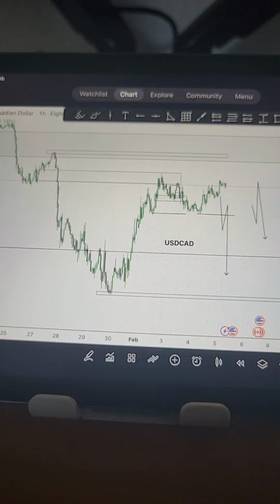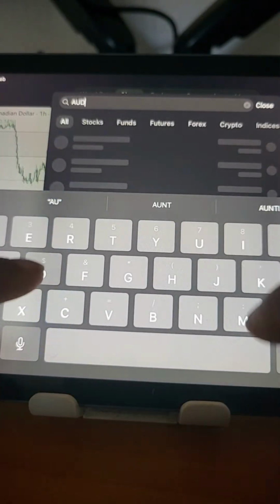So this is USD CAD. So let me check AUD USD.